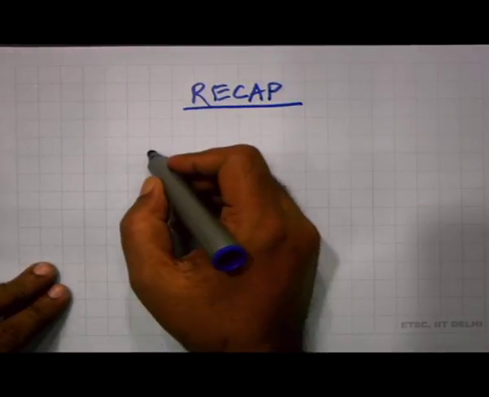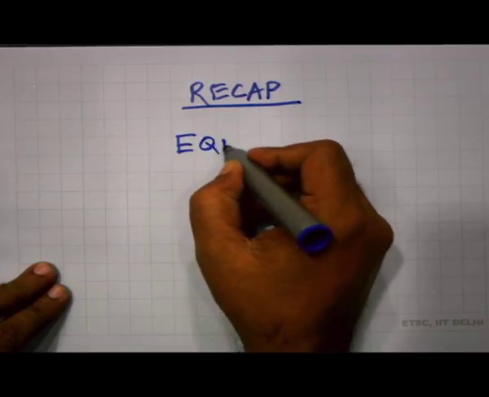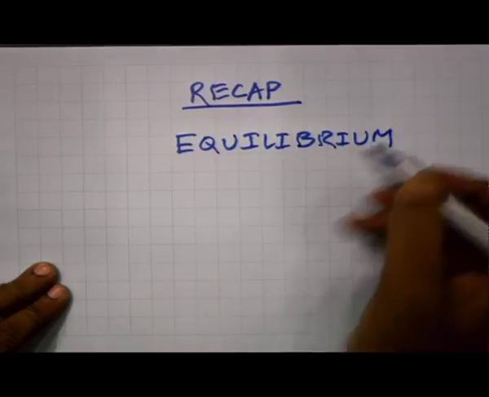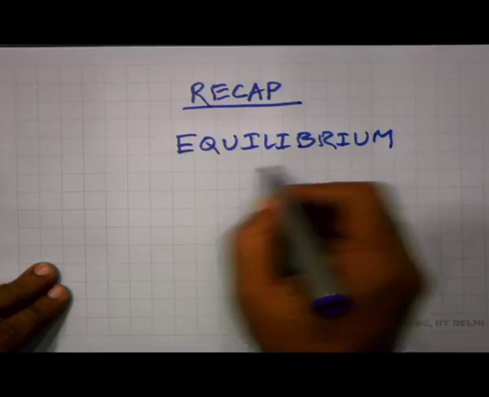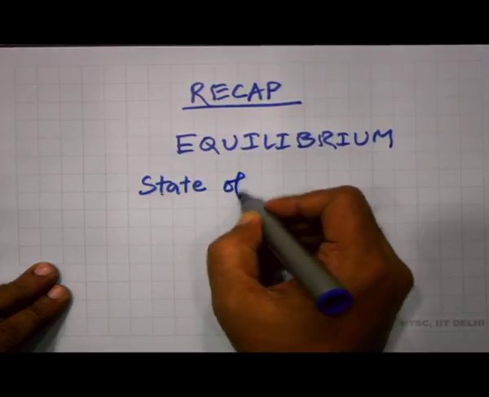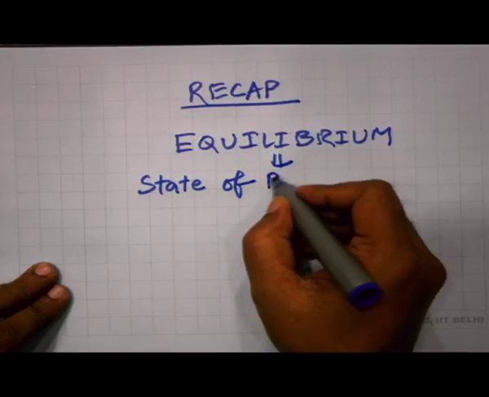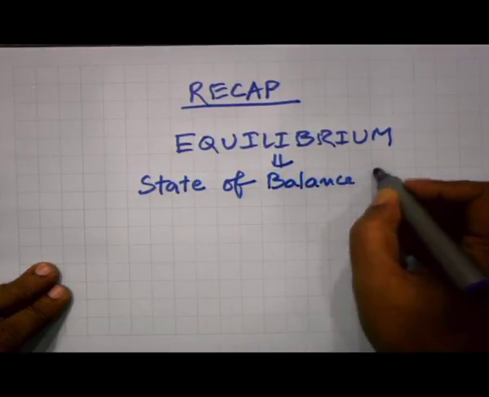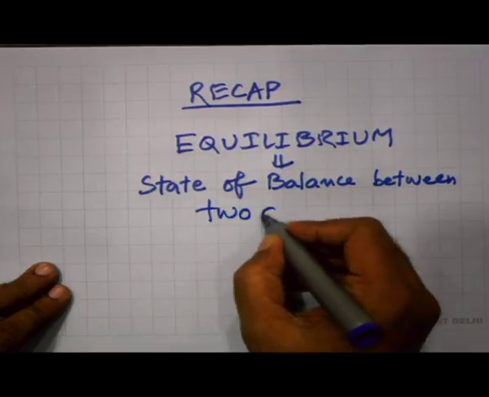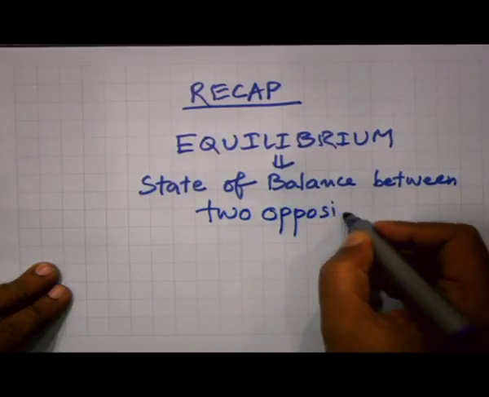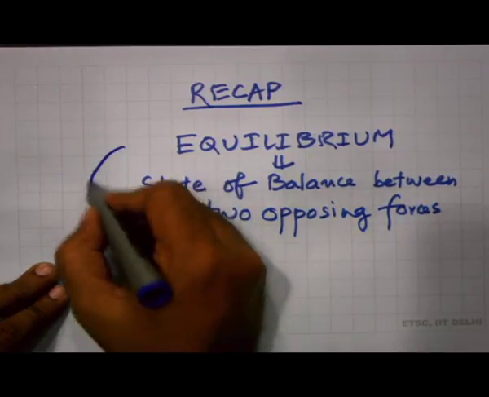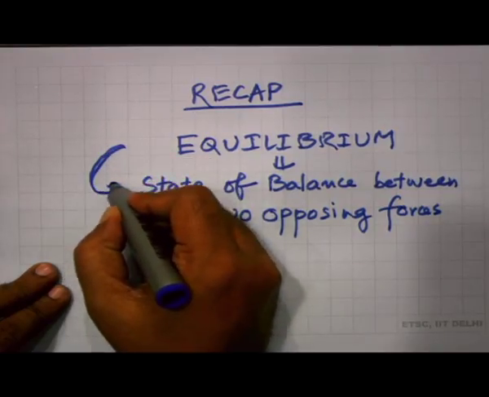We started with the definition of equilibrium, and then I told you what equilibrium is. It is basically a state of balance between two opposing forces. That is what an equilibrium in a broader sense means.